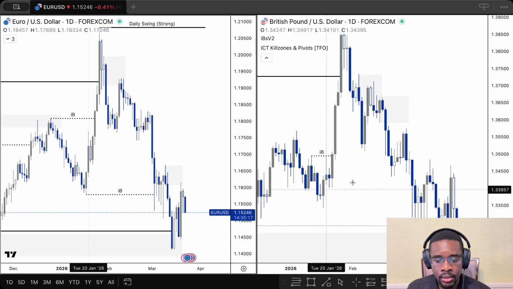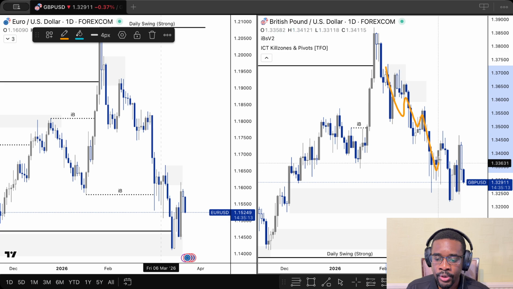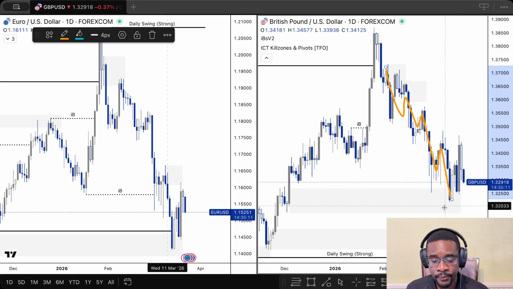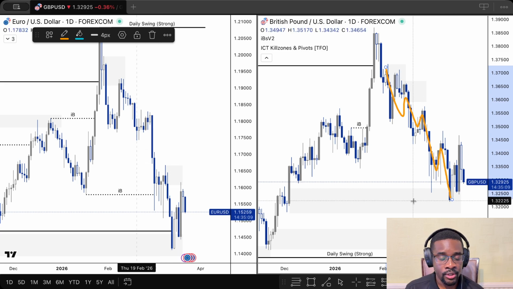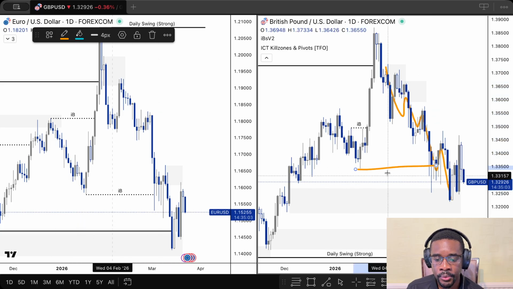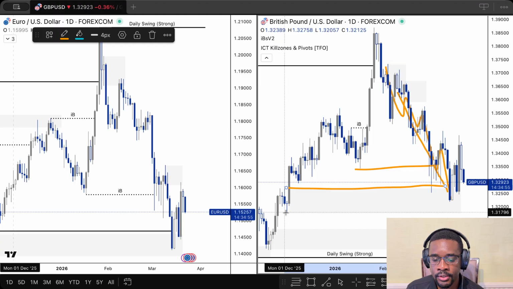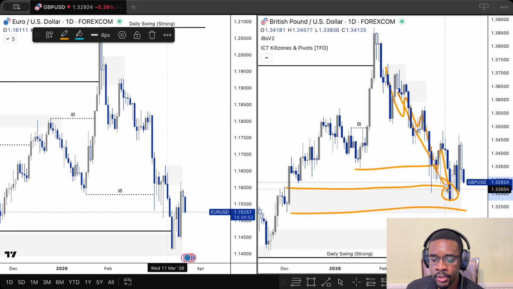So on the pound, it's a similar story. We've been in this pullback. We haven't had a swing break of structure. We are still within the swing range. So the swing range on the daily is still bullish. However, we've had an internal break, and so now the internal is bearish. And then we have mitigated this daily demand, and we had a reaction.